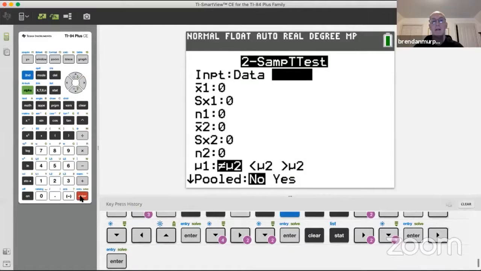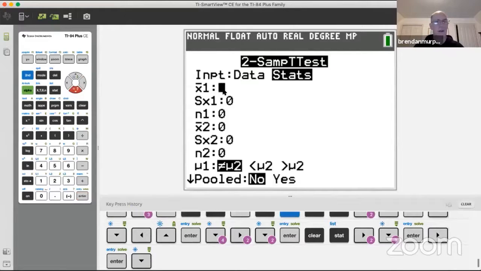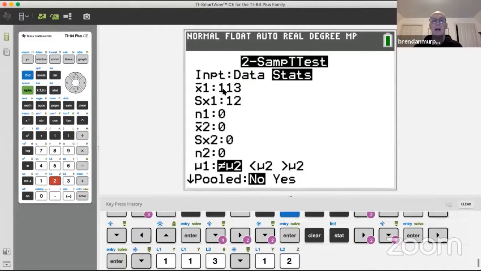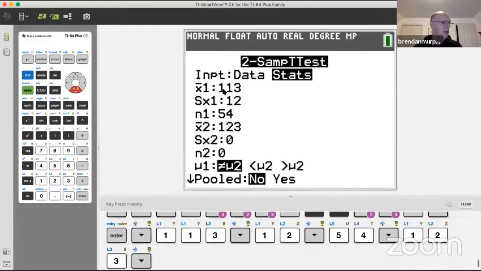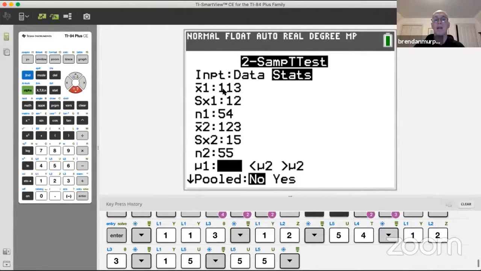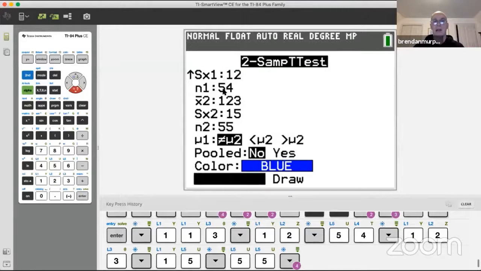We have data here, and so my X bar 1 was 113. Standard deviation, again, this was just given to me. I'm just looking back on my paper here. Sample size of 54. My mean for non-walkers was 123. My standard deviation was 15. My sample size was 55. My alternative was not equal. And so if the calculator asks you to pool, we'll say no. Let me give me a minute or two, and I'll come back to that. If the calculator says pool, say no. And I'm going to run my test.